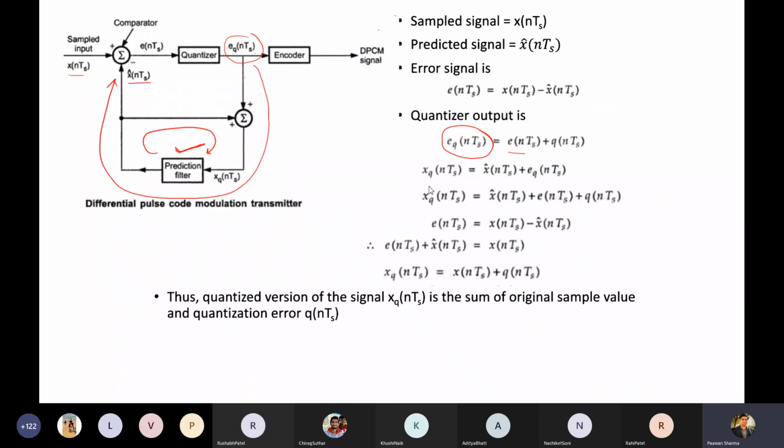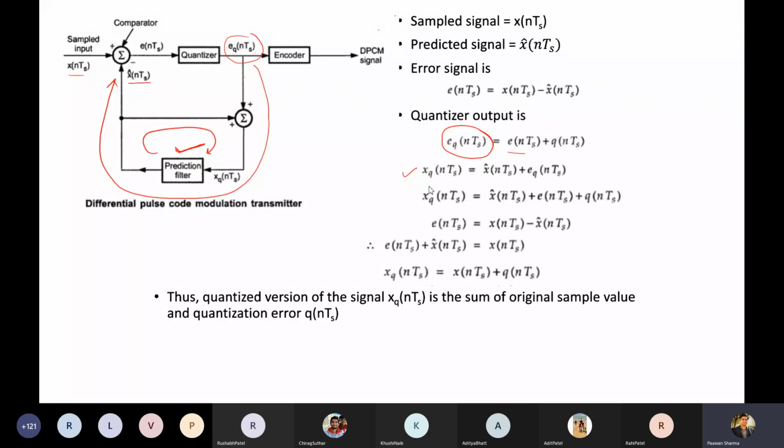XQ NTS, which is the input to the prediction filter. You can see what is going into it. X cap NTS, which is the output of the prediction filter. So this is feedback. Whatever the output of the prediction filter, take a sample of that also, and then add your EQ NTS, means the quantized error output. Add these two. So the input XQ NTS for the prediction filter is the predicted output plus EQ NTS, which is the quantized error signal.